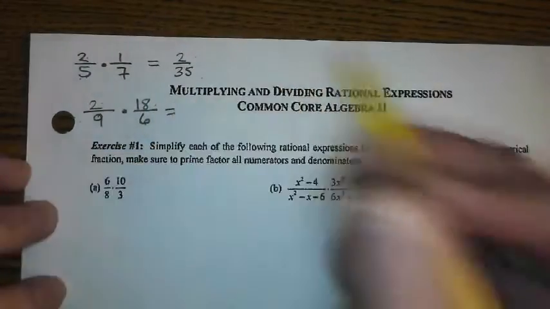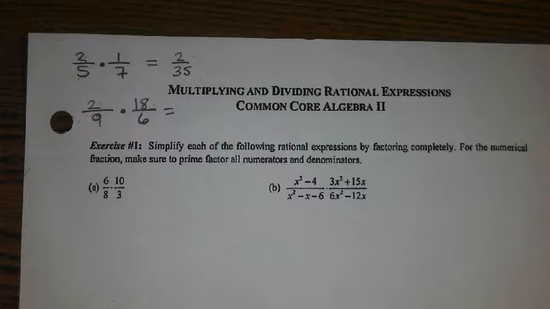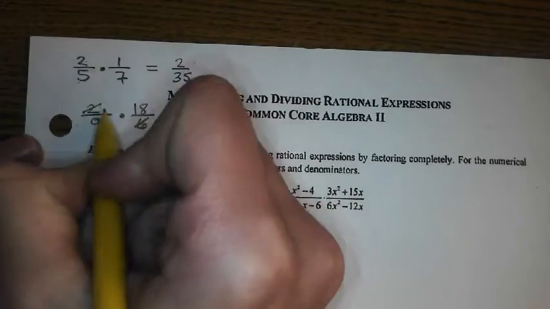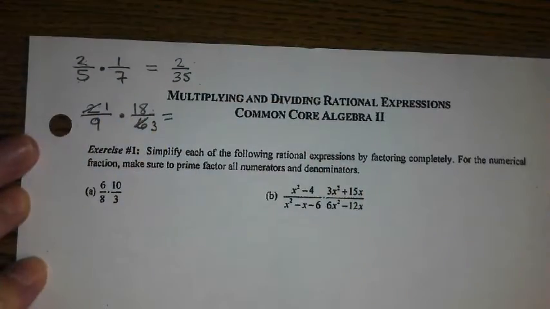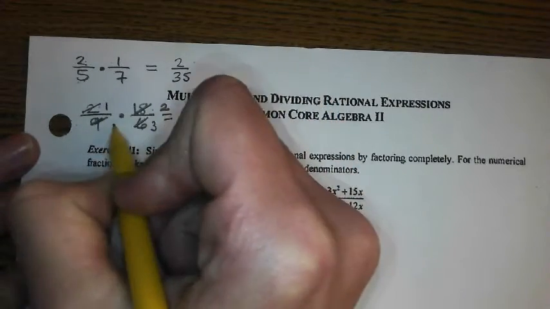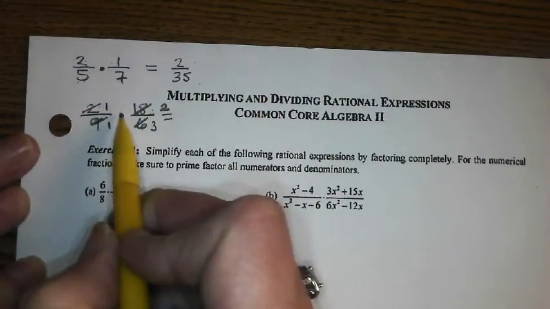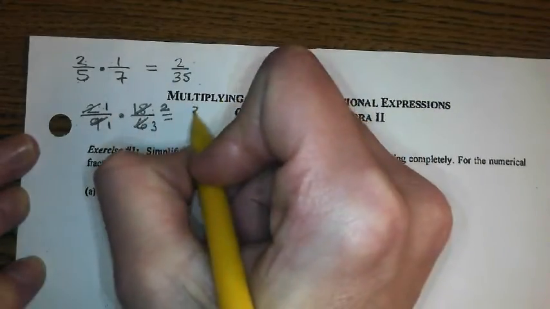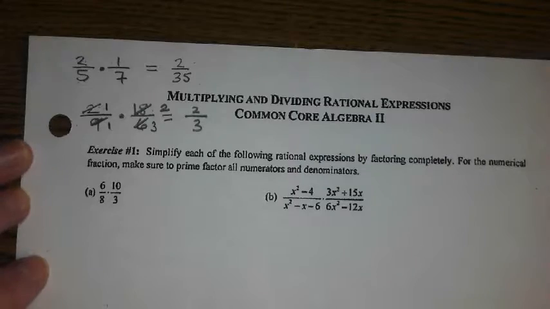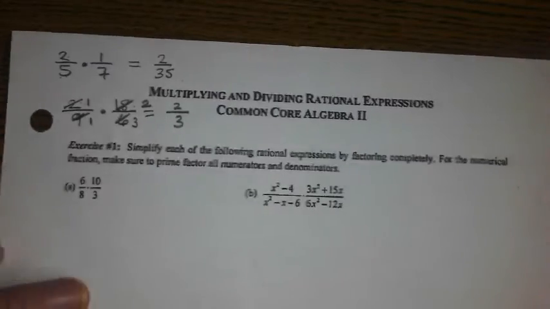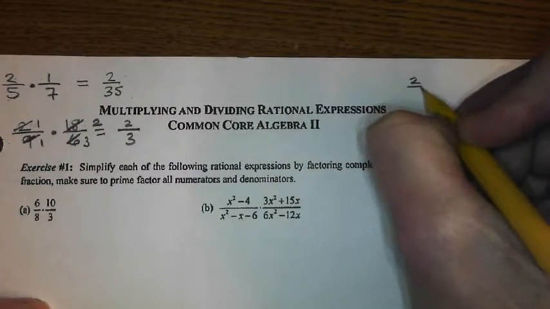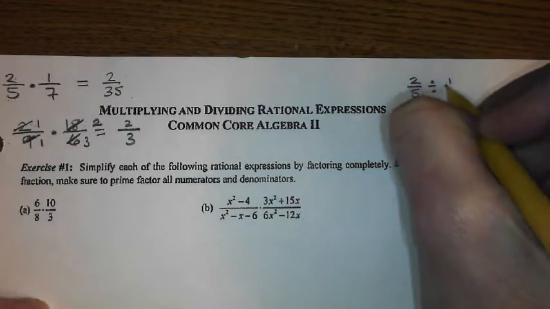So with something like this, we can simplify prior to multiplying, which makes your life easier. The 2 and the 6 will reduce to 1 and 3. The 18 and the 9 will reduce to 2 and 1. And then you can just multiply across. 1 times 2 is 2, and 1 times 3 is 3. So it's just 2/3. Do you remember that? Okay. How about dividing? What if we did 2/5 divided by 1/7?